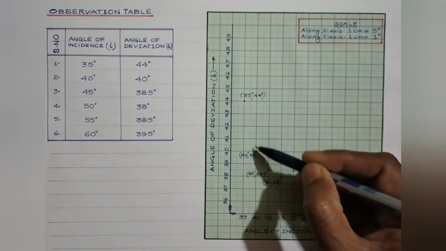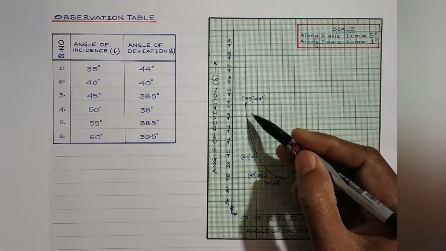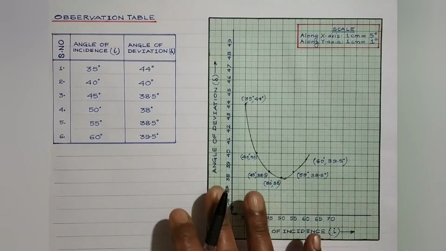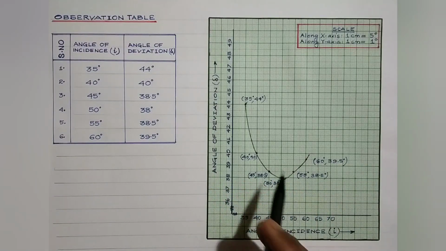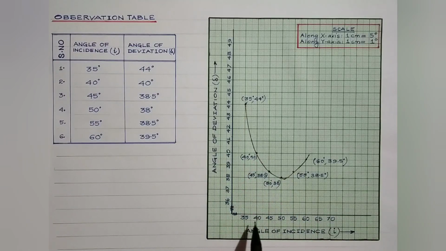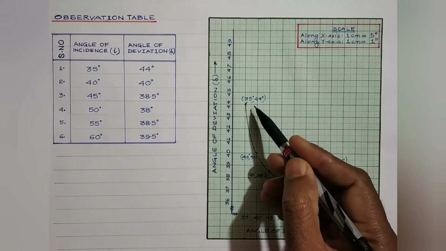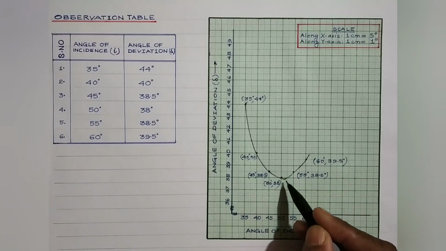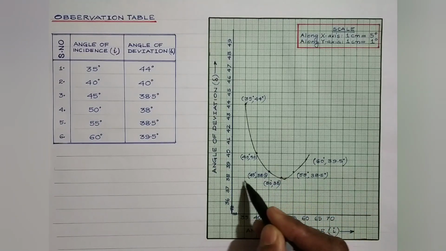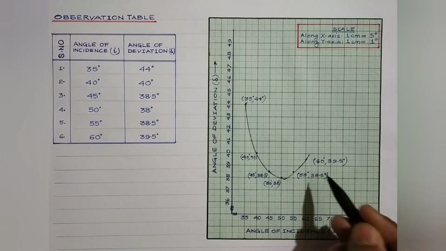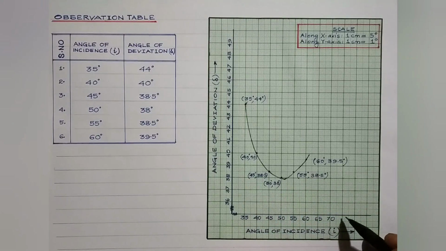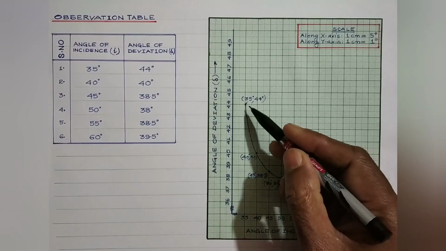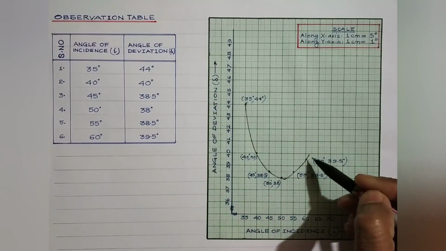freehand curve, right? The graph obtained is as shown over here, right? So what we conclude from this graph, students? Initially, as we can check, with the increase in the angle of incidence, the angular deviation decreases. Then corresponding to a particular angle of incidence, the angular deviation attains a minimum value. And thereafter still the angle of incidence is increased, the angular deviation starts increasing. So this is the nature of the graph, right?